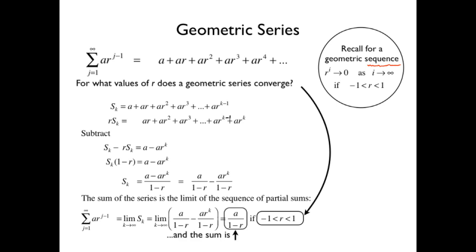A over 1 minus r. The sum will be a over 1 minus r. So in showing for what values of r the geometric series converges, we got the bonus of this is what it converges to.